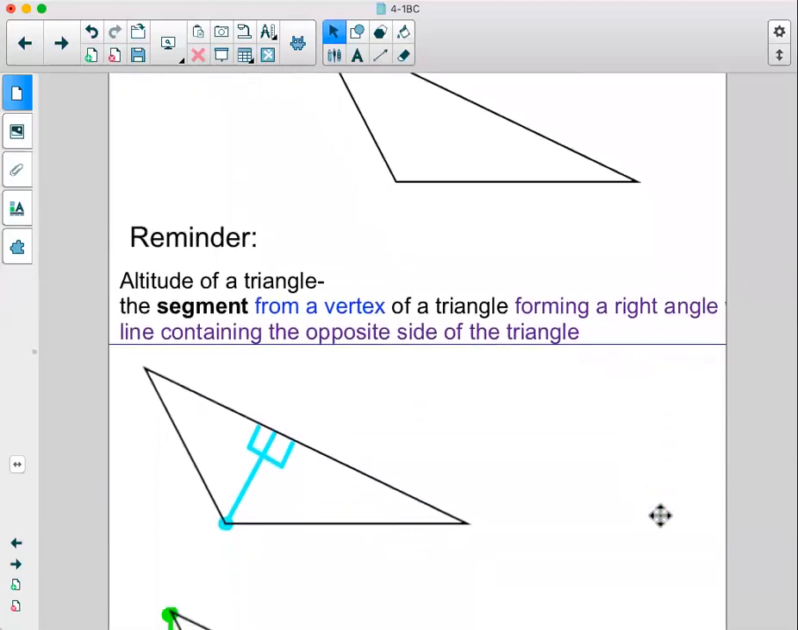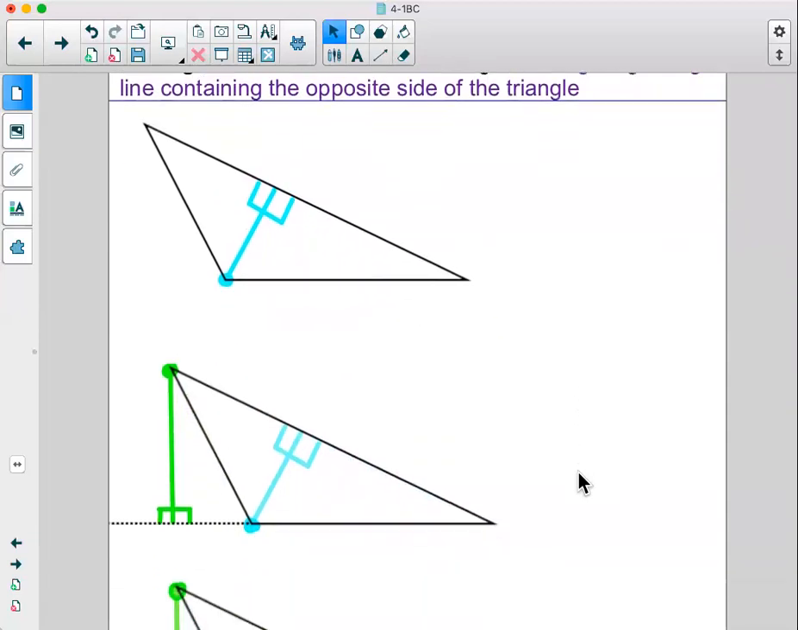The easiest altitude to see is from the vertex at the obtuse angle, and you can easily make the altitude right angle with the opposite side. It's a little trickier when I go from this vertex, because in order to make a right angle with the opposite side, I have to extend the opposite side. So this dotted line is just an extension of the opposite side, and then I can drop down my altitude.